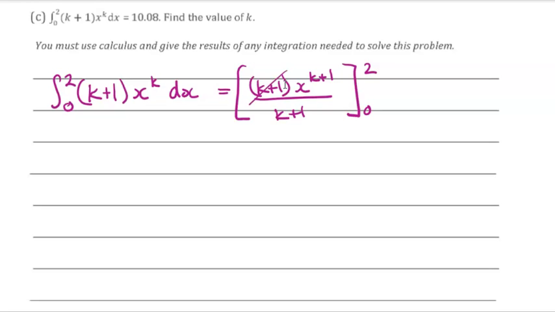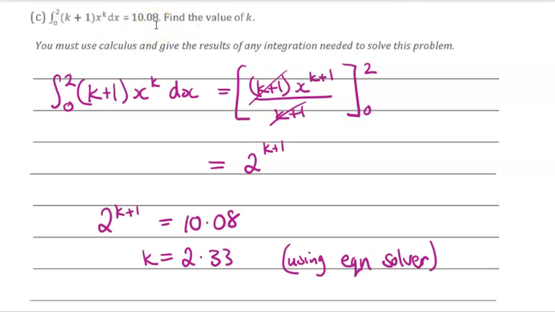Now you can see that the k plus 1 cancels with k plus 1, and we've just got x to the k plus 1. If we substitute in the values, we end up with 2 to the k plus 1 minus 0 to the k plus 1, or 0 to the power of anything is 0. So this is just 2 to the k plus 1. We're told that that equals 10.8 in the question. So we can work out that k is 2.33, and that one I just did using equation solver.